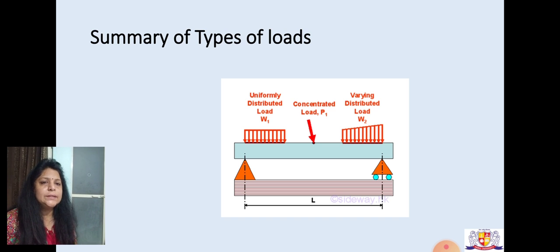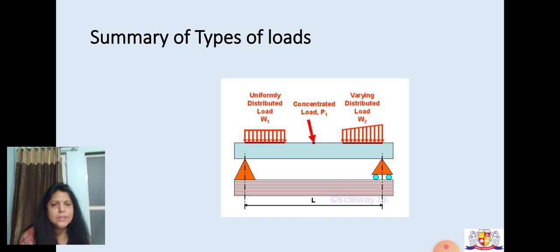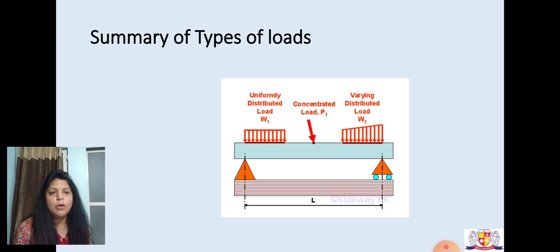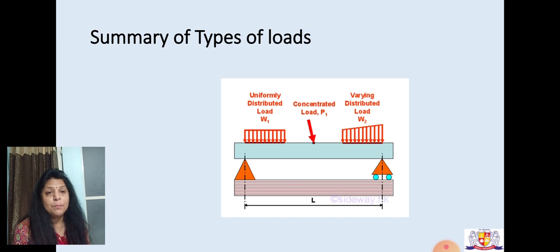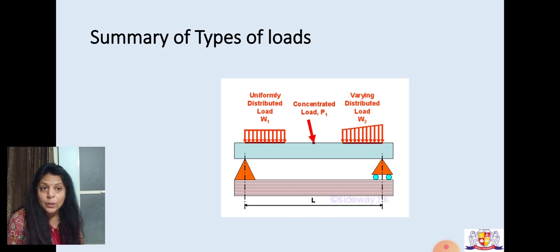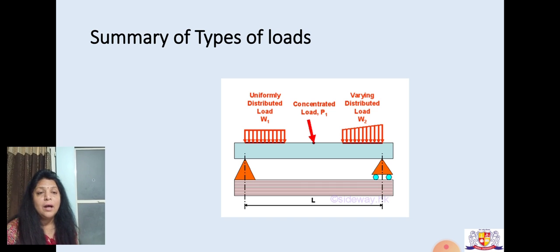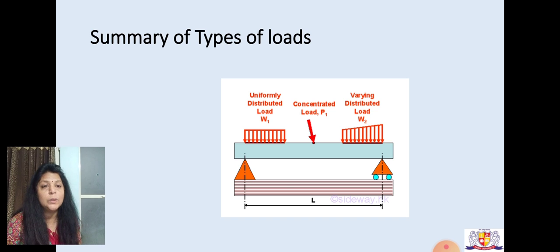So this is the summary of the different types of loads that you can see. One is a uniformly distributed load, second is a point load but it is an inclined load, and third is a uniformly varying load as well as distributed load, and the beam is a simply supported beam of length L.